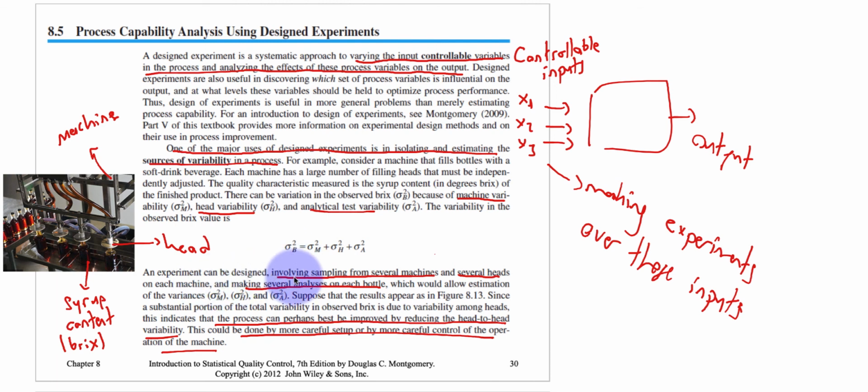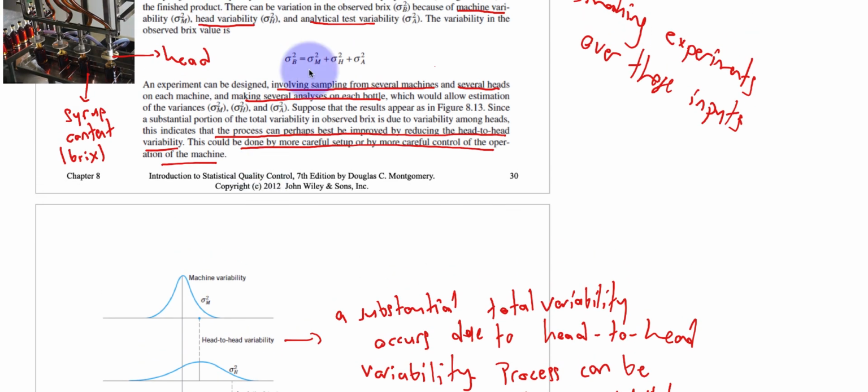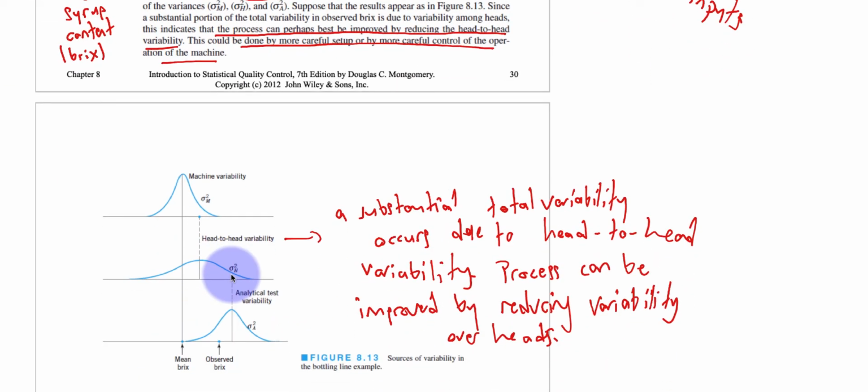So an experiment can be designed involving sampling from several machines. For several machines, we are going to take samples. We're going to take samples from several heads. We are going to make several analyses to see the variability in the analytical test, if there is any, okay? And we are going to observe the variability in the Brix, in the syrup content. And when we look at the figures, the distribution spreads, machine variability is not that much, but head-to-head variability is much more than the machine variability.